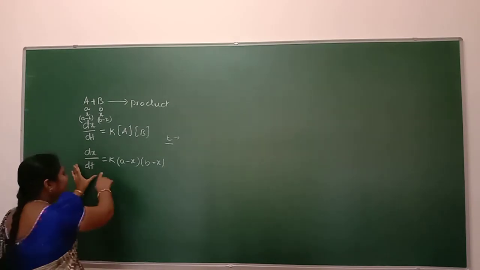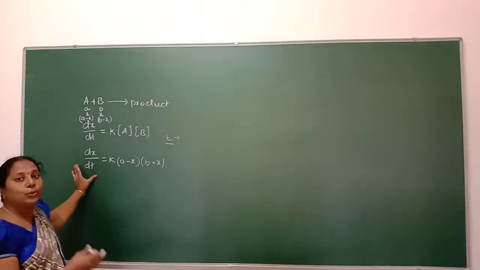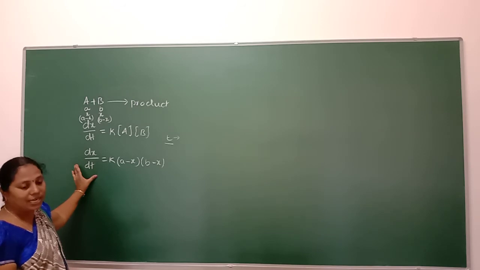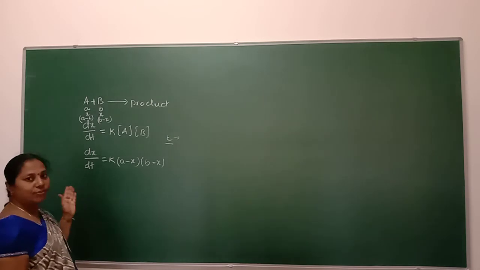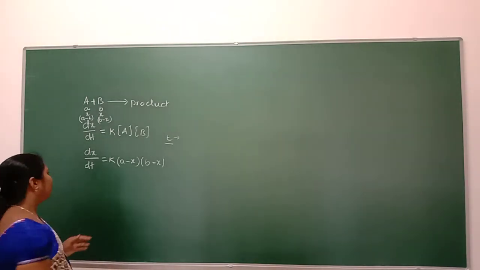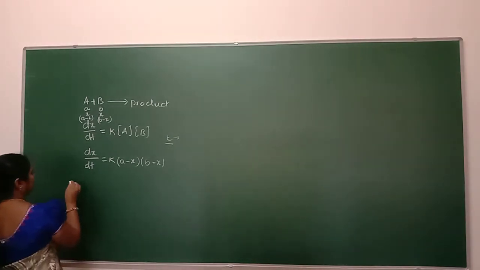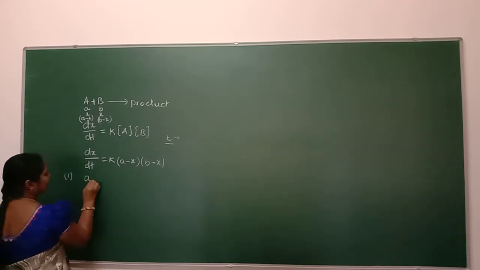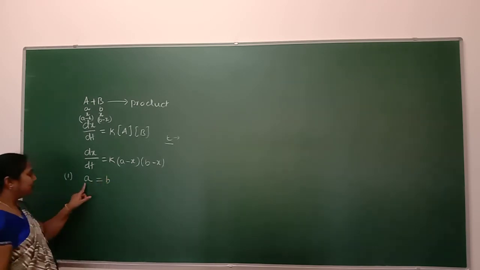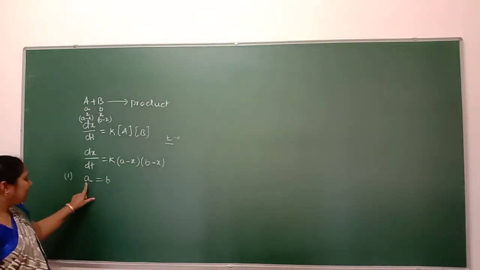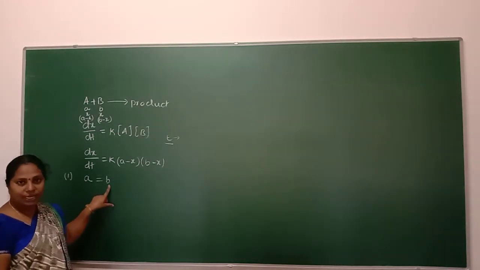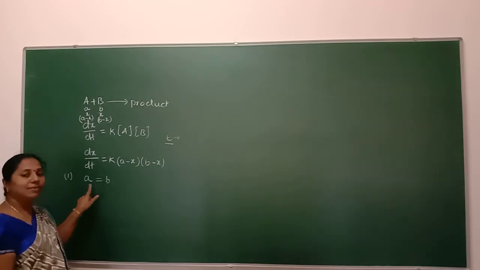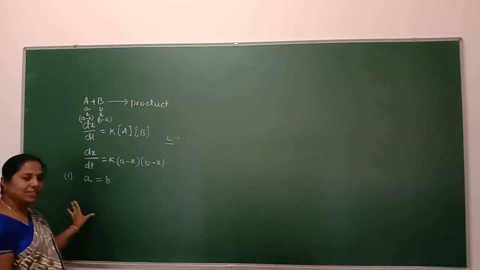And then by using this differential form of rate expression, we are going to derive the integral form of rate expression for a second order reaction. To derive the integral form, we have to consider two cases. In the first case, we will consider a is equal to b. So a is the initial concentration of reactant A and b is the initial concentration of reactant B. If both have the same value, this is the first case.